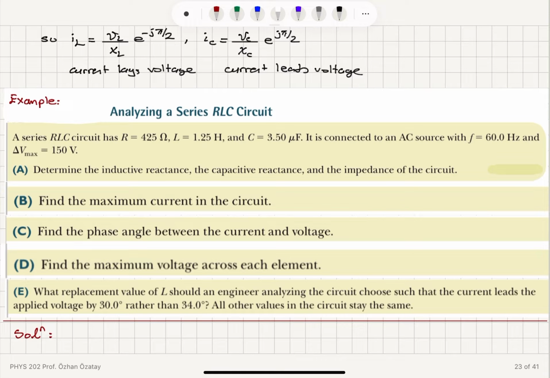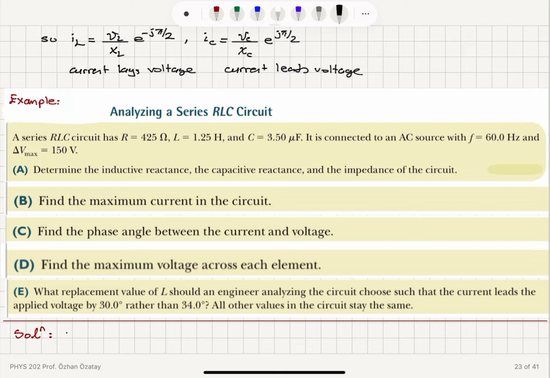Let's look at an example. A series RLC circuit has a resistance of 425 ohms, inductance 1.25 henries, and capacitance 3.5 microfarads. It is connected to an AC source with a frequency of 60 Hz and a maximum amplitude of 150 volts. Part A, determine the inductive reactance, the capacitive reactance, and the impedance of the circuit.